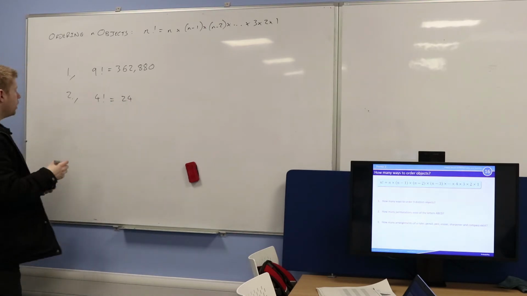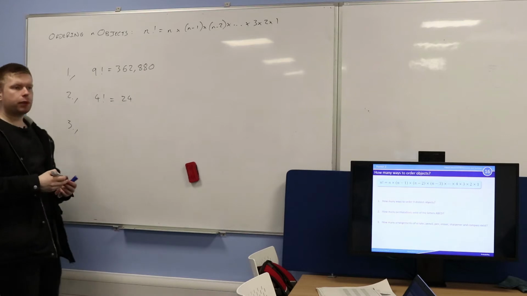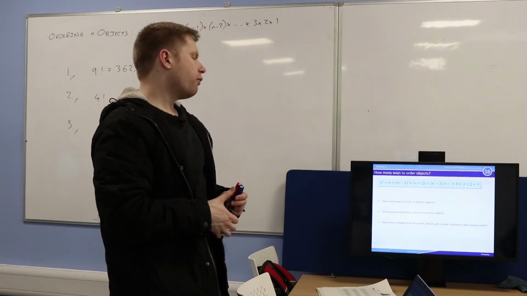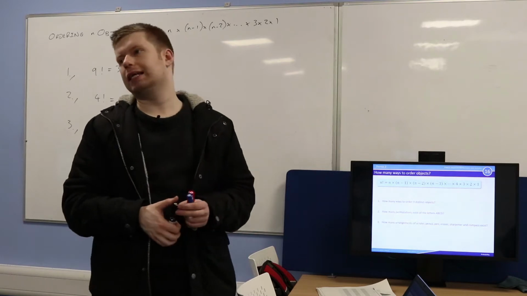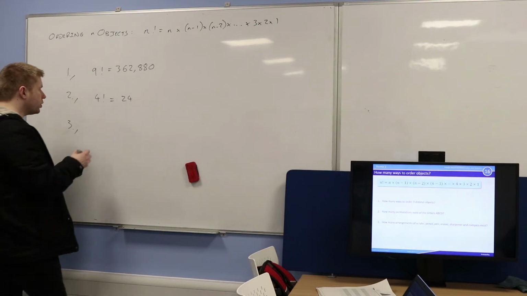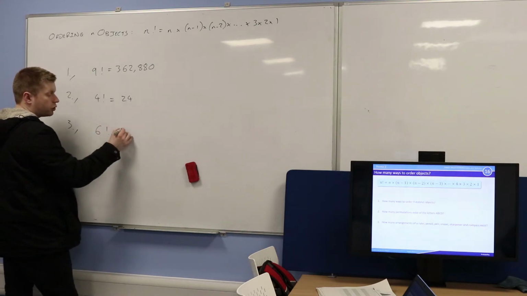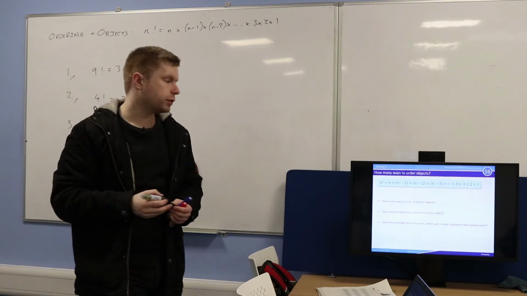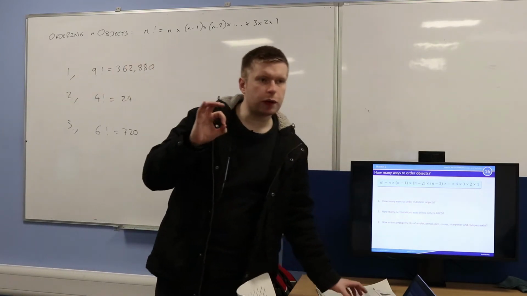Good, okay? And then for question 3, how many arrangements of a ruler, pencil, pen, eraser, sharpener, and compass exist? Good, so it's going to be 6 factorial, which is 720, is it? Yeah? Happy? Good, okay.